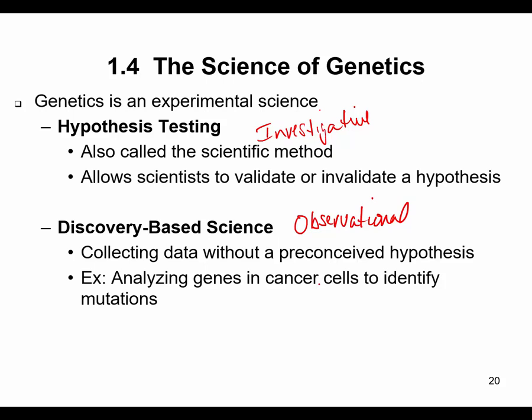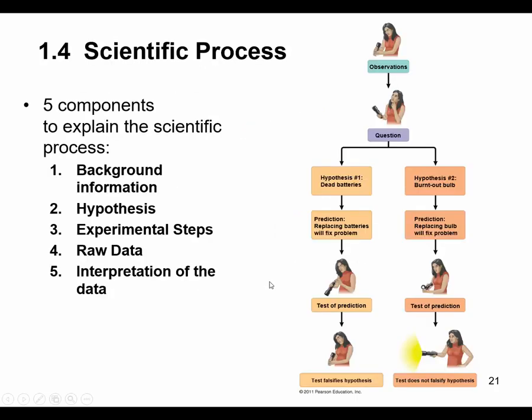You're just seeing. You look at different cancers and say, is there anything the same in all these cancers? So it's just looking at them. You're not making a hypothesis. You're not doing a controlled experiment. You're just saying, hey, I wonder if there's anything the same in all these cancer cells. So we have hypothesis or investigative testing, and we have discovery-based science. Both are very important.